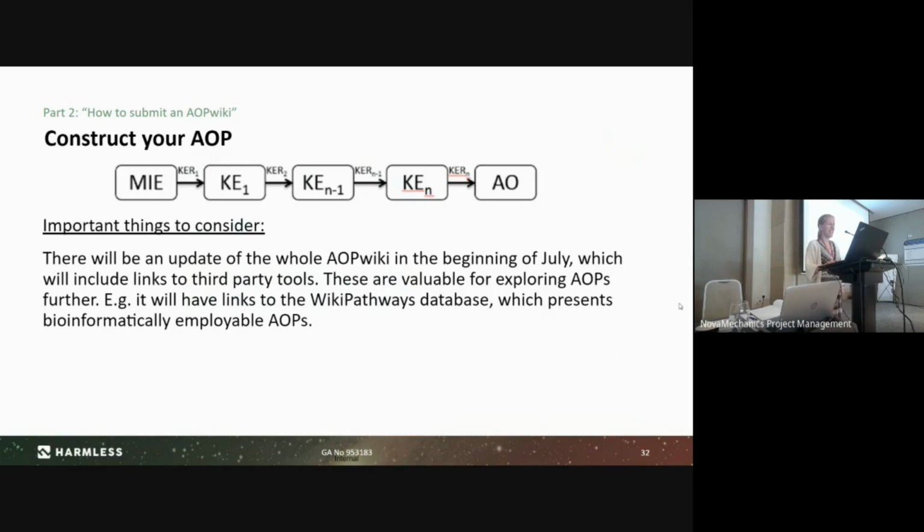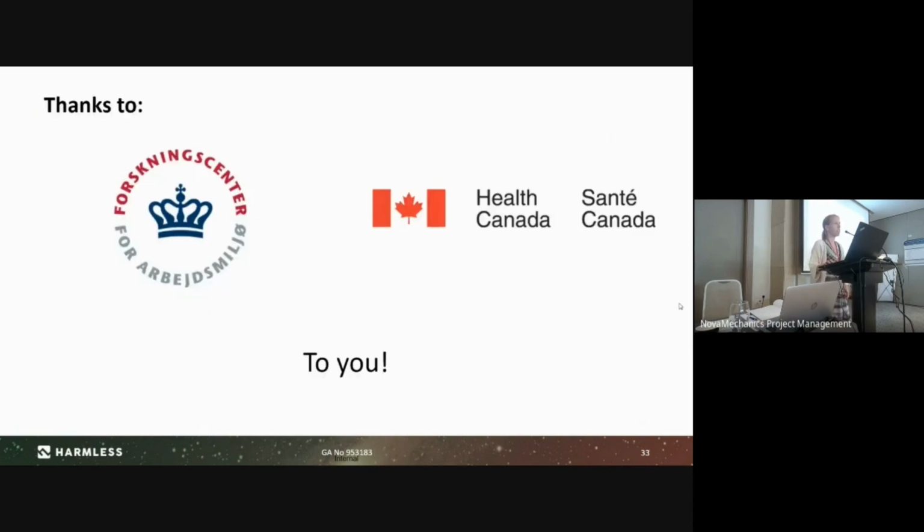And then she also told me, Benny, that there will be an update to the whole AOP wiki in July. It will include links to third-party tools as well, which is also something to consider. So it can be linked to WikiPathways, for example, and make it all more interoperable with bioinformatics. So that was this session. Thank you.